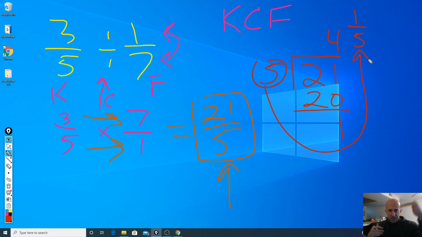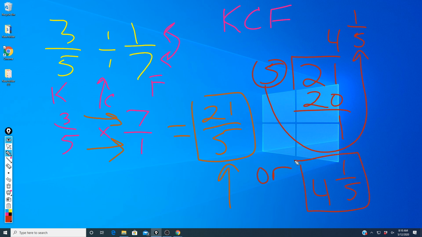The improper fraction is 21 over 5. Then when you change that to a mixed number, it's 4 and 1/5. This right here, or this right here, are two aspects of the answer that you can see.